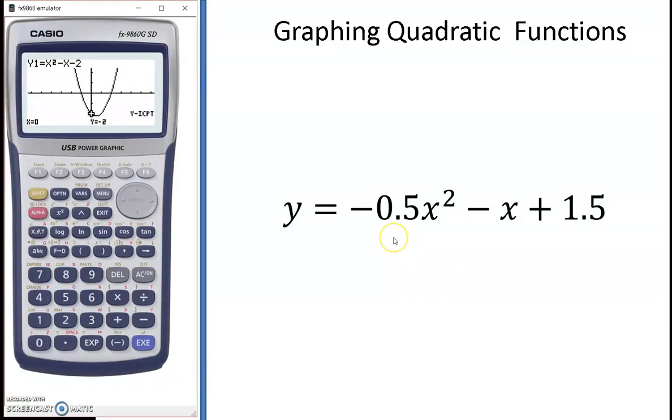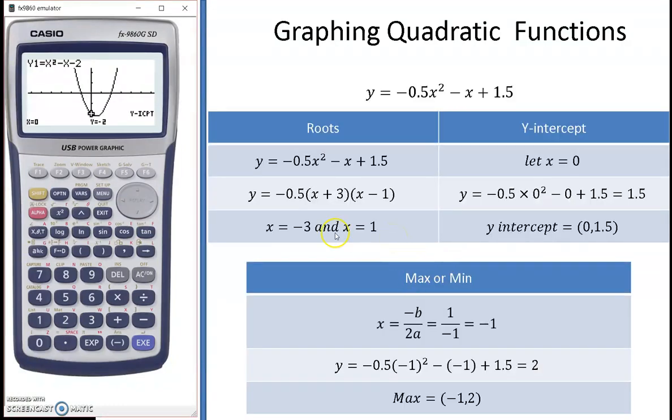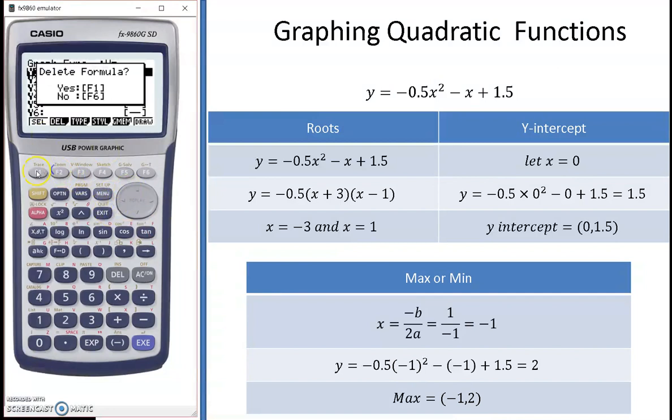Okay, cool. So here are the solutions that I found. The roots would be x equals minus 3 and x equals 1. The y-intercept is at (0, 1.5), and the maximum would be at (minus 1, 2). And I will do that for you right now.